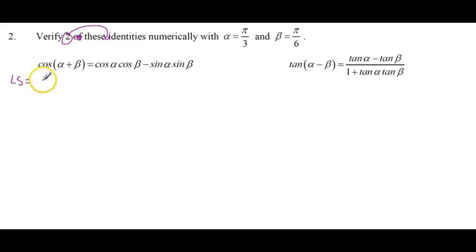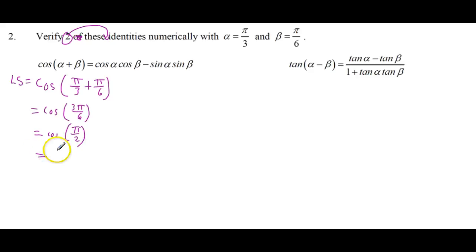You just work separately. So the left side is the cos of pi over 3 plus pi over 6. Remember, that's 2/6 plus 1/6, the cos of 3 pi over 6, which is the cosine of pi over 2, which is, pause for effect, 0. You might notice this goes a little faster than in the class because you can pause and I don't have to.